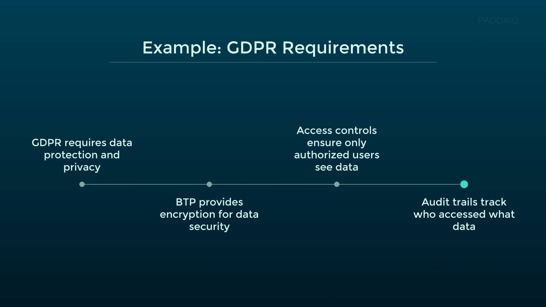Audit trails track who accessed what data. This means systems automatically log every time someone views or changes sensitive information. For example, if an HR employee checks a colleague's salary record, this action is recorded with their name and timestamp. This creates accountability and helps organizations demonstrate compliance during regulatory reviews.